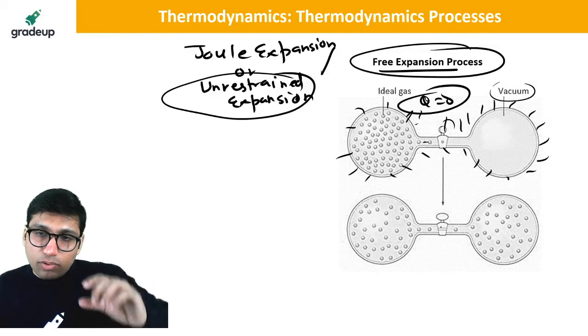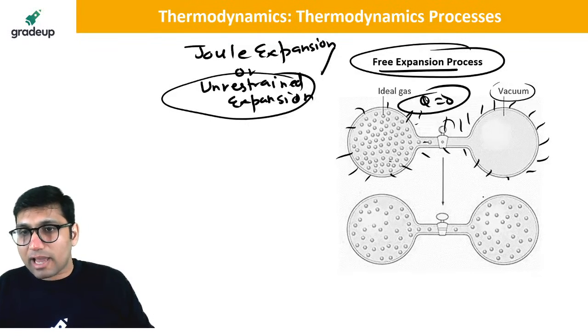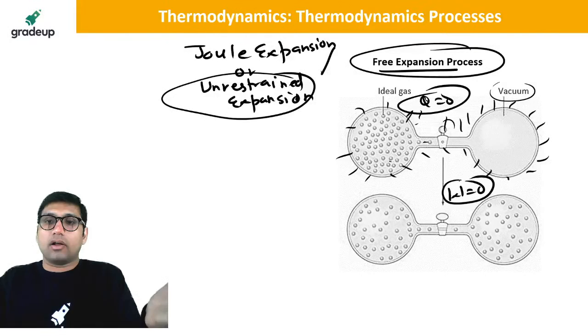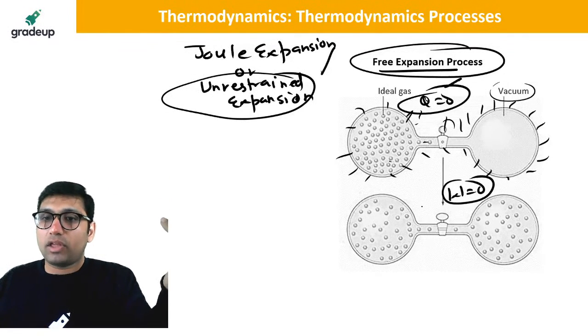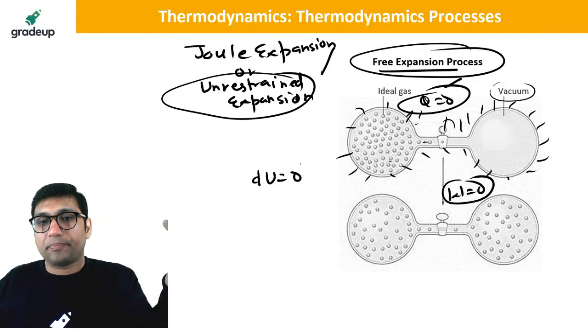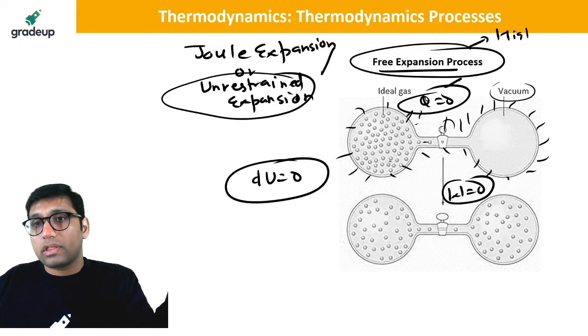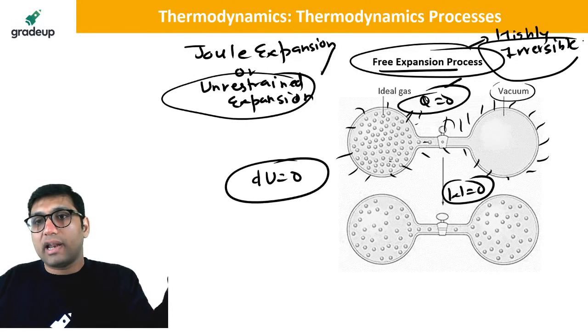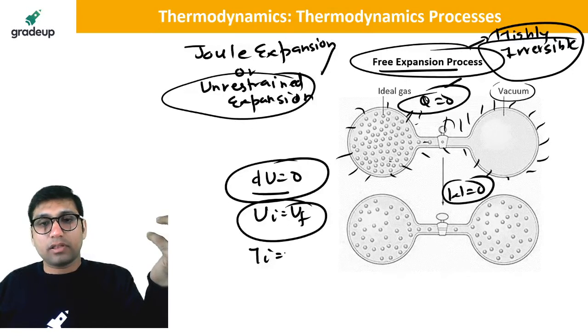So as you quickly open this wall, the gas from this side will quickly escape into the other side, and there will be no work done on the system. So work transfer will be zero in that case. Heat transfer and work are zero, so change in internal energy will be zero, because it is a closed system and a highly irreversible process. Now my dear students, you must be thinking that change in internal energy is zero, so initial internal energy is equal to final internal energy, so initial temperature is equal to final temperature.